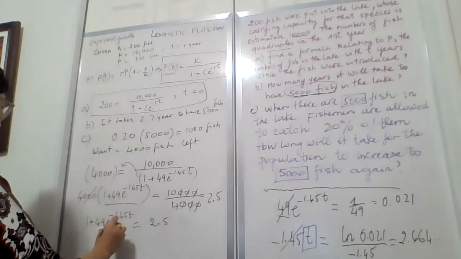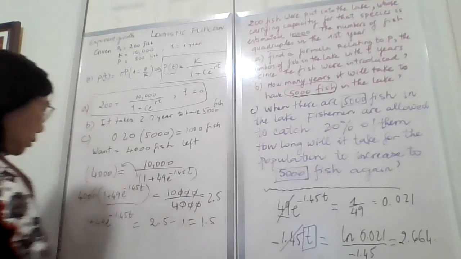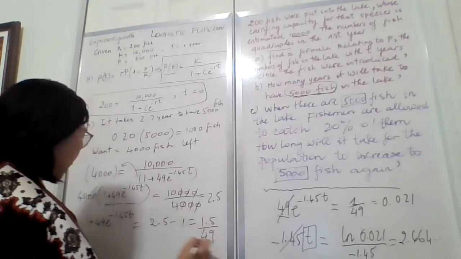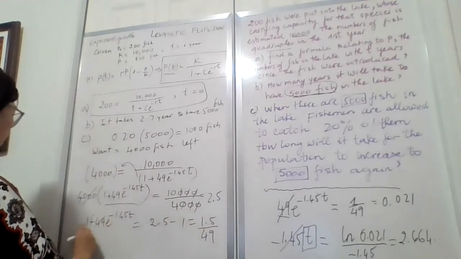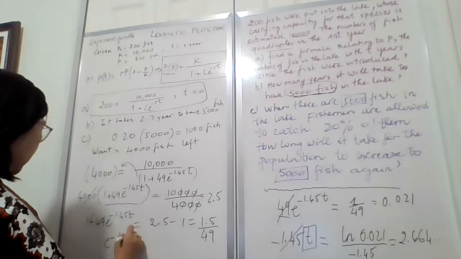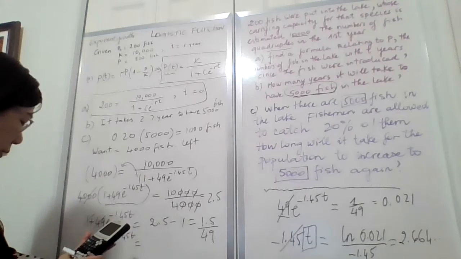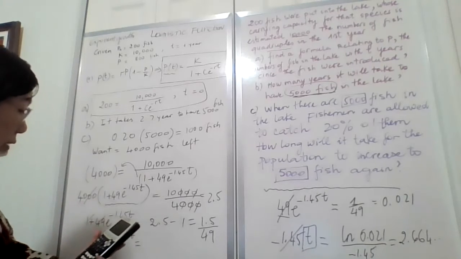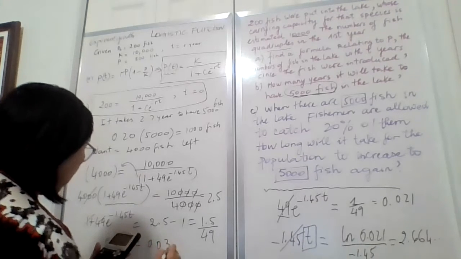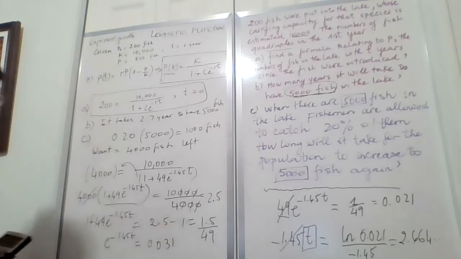Now subtract 1, so that equals 1.5. So now this 1.5 will be divided by 49. So that's gone, that's gone. So I have e to the minus 1.45 t equals 1.5 divided by 49. I got this number, 0.0306. So I'm going to round off, becomes 0.031.